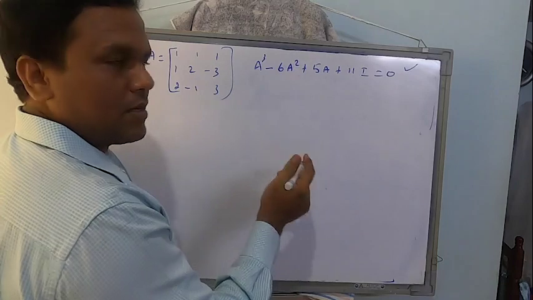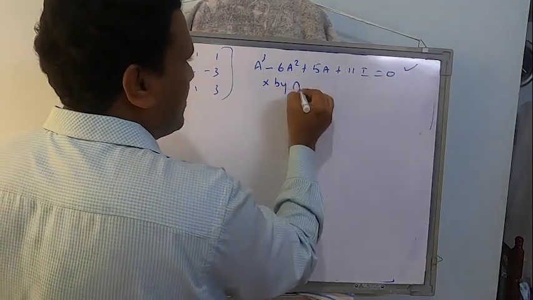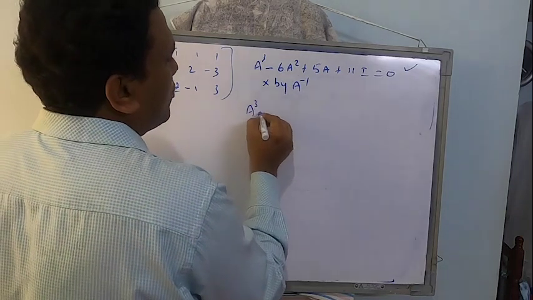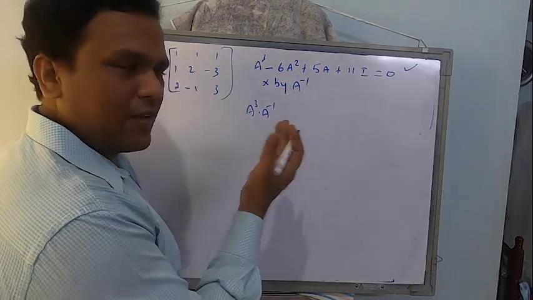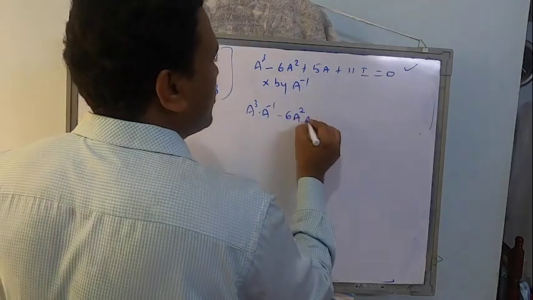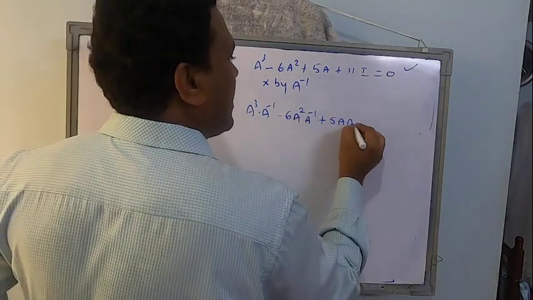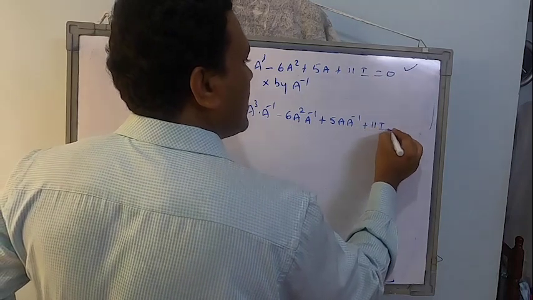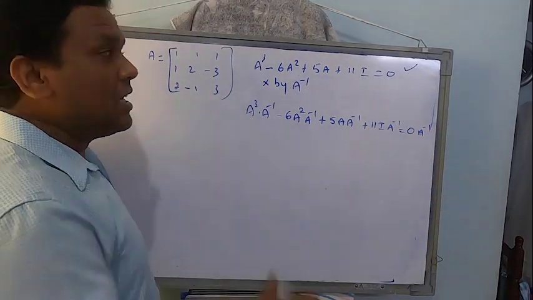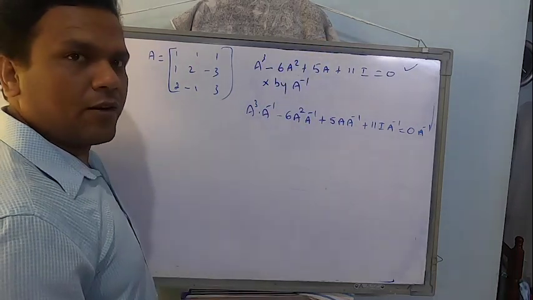So once you prove this, multiply by A inverse. Each term is multiplied by A inverse. So A cube multiplied by A inverse. You can multiply in the beginning or after the term, it's okay. Minus 6A square into A inverse, plus 5A multiplied by A inverse, 11I multiplied by A inverse, and the right hand side 0 multiplied by A inverse. By using this you have to construct a formula to find out A inverse.